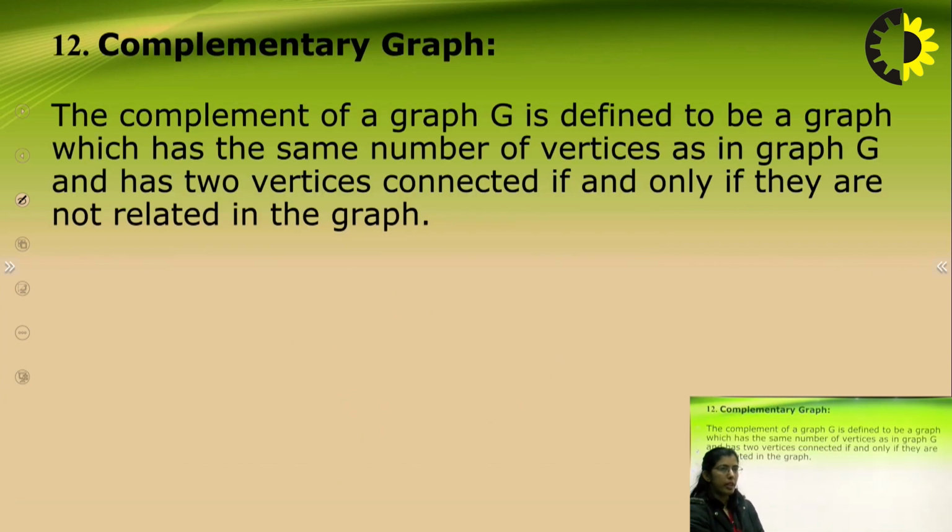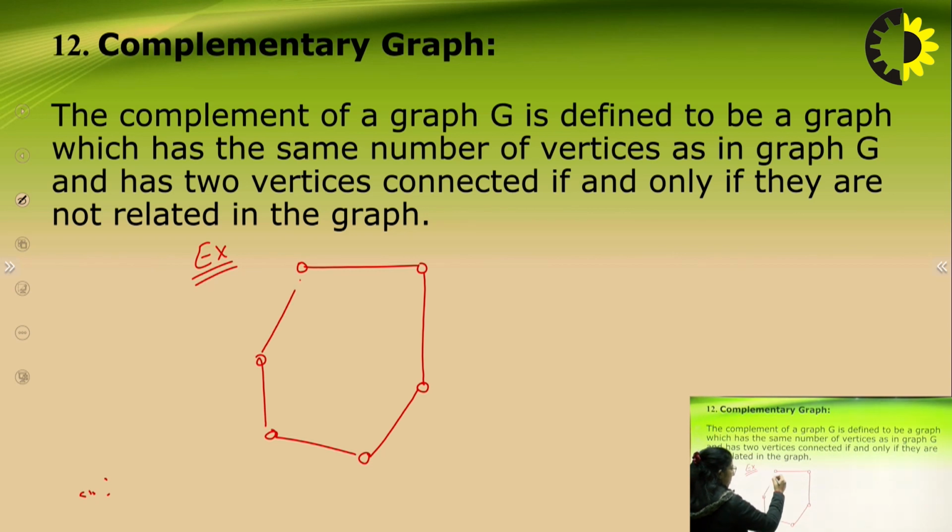Next one is complementary graph. Firstly, we can find the complement of a graph, which is again a graph that has the same number of vertices as the given graph and has 2 vertices connected if and only if they are not connected in the graph. What does it mean? It means that, let's say we have this example and there are these edges present. Let's say this is a graph.